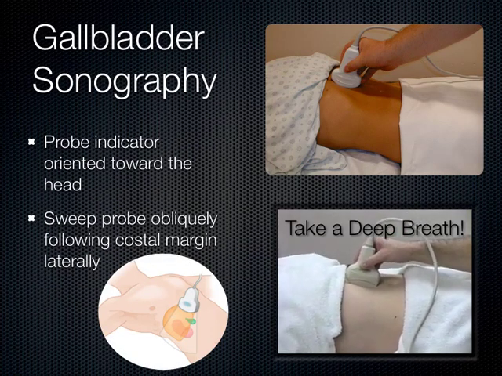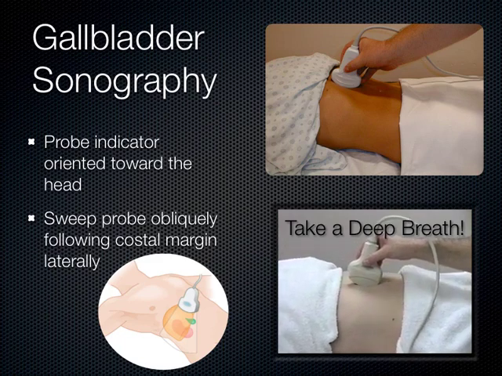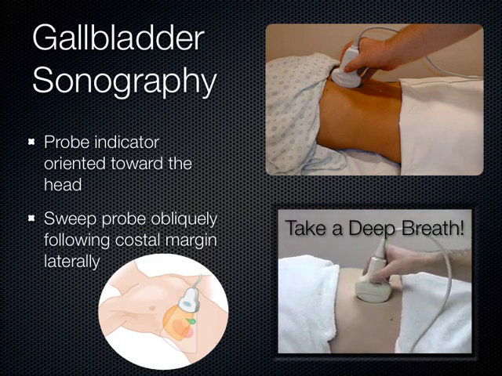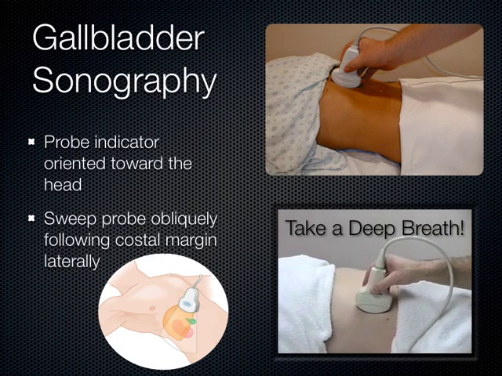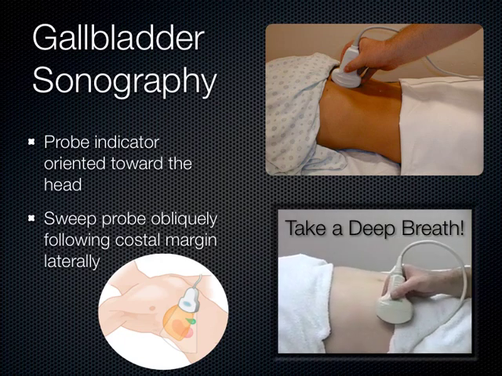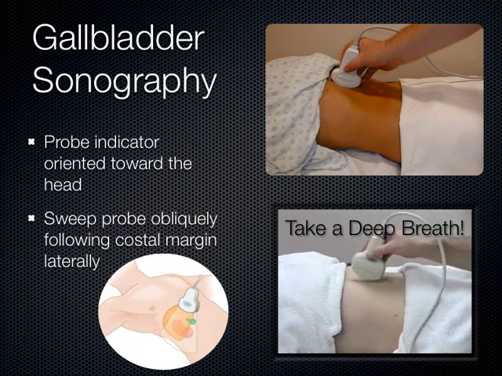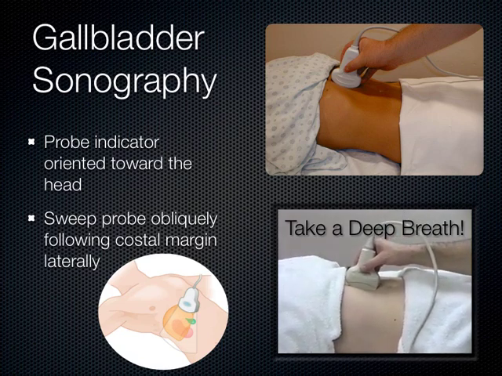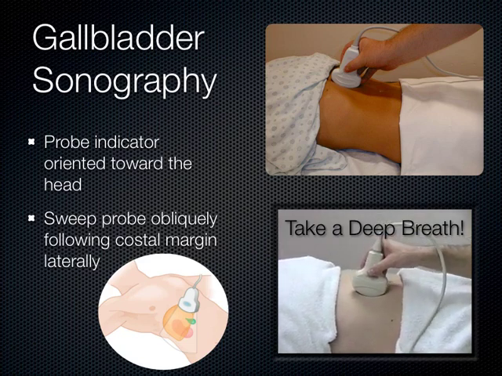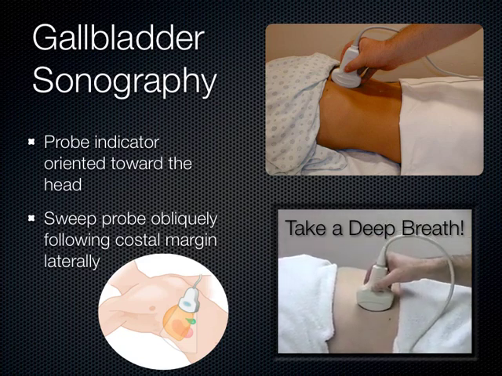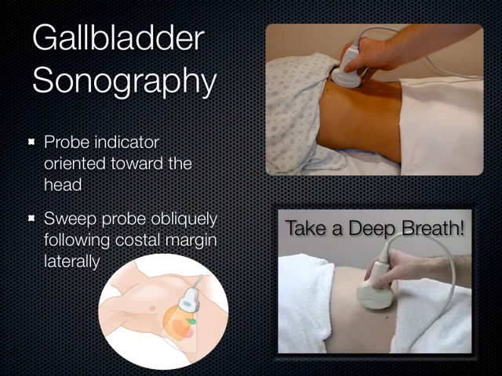This is gallbladder ultrasonography 101 that you're looking at here. What do I mean by that? Well, you do something called a subcostal sweep. A subcostal sweep is where you take the indicator and aim it towards the patient's head, and then you have the patient take a deep breath, and as you do so, you follow it along the costal margin.